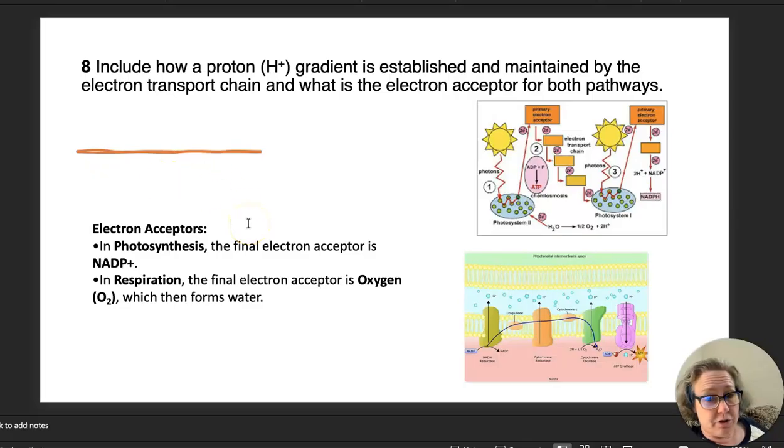Again, electron acceptors in photosynthesis. I'm definitely going to ask you this because I feel like we've talked about it a whole bunch of times. In photosynthesis, the final electron acceptor is this NADP, right? Right here. That's the final electron acceptor. The final electron acceptor in cellular respiration is what? Oxygen, right? So in one case, it's oxygen for cellular respiration, and in photosynthesis, it's your NADP. Okay.